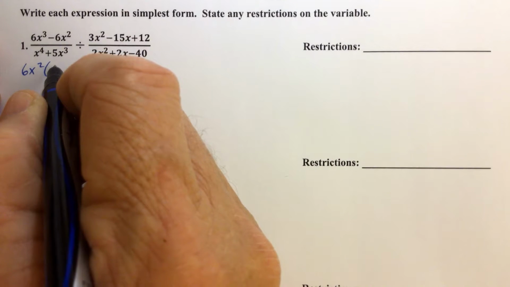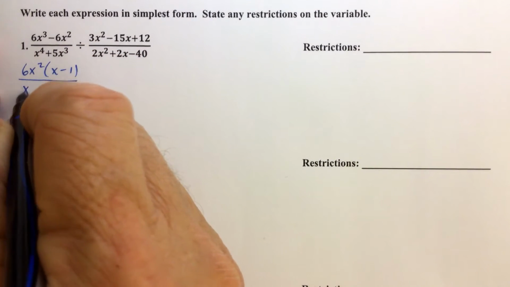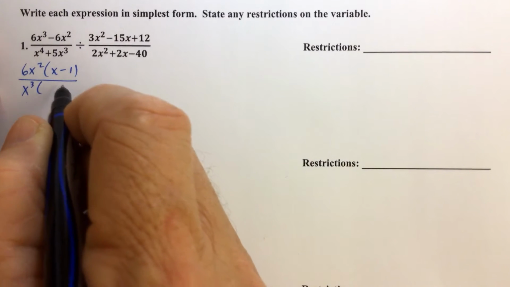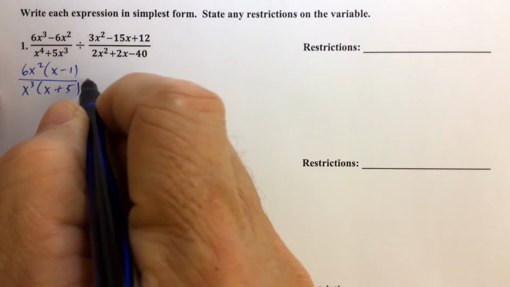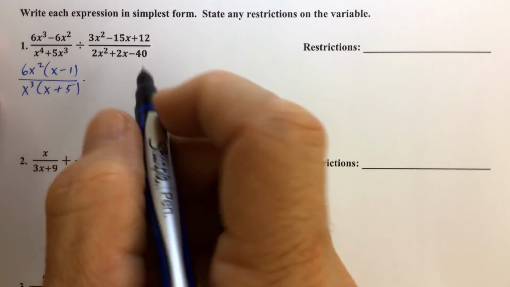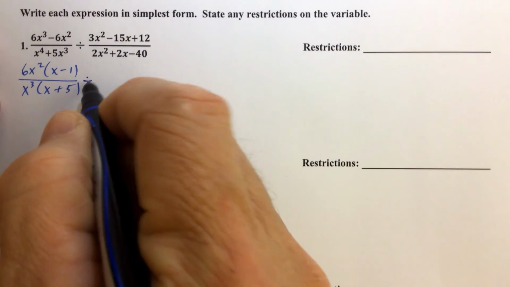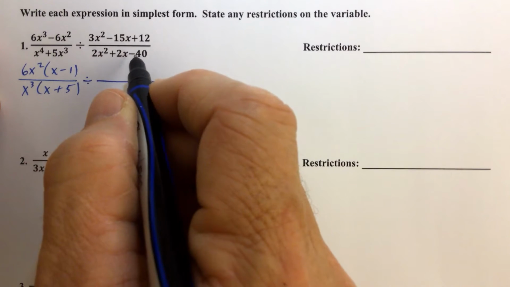And when we do that, we get x minus 1. Factoring the denominator, we get x cubed as a common factor. So we're going to factor out an x cubed and we get x plus 5. Now, we'll do this again. We're going to continue to factor, and we're going to factor the denominator here.